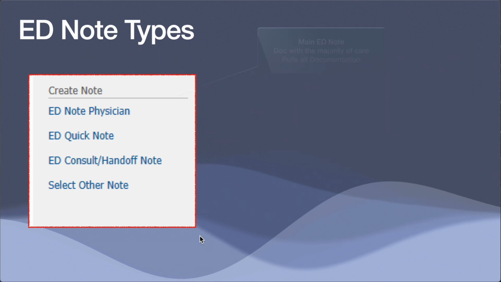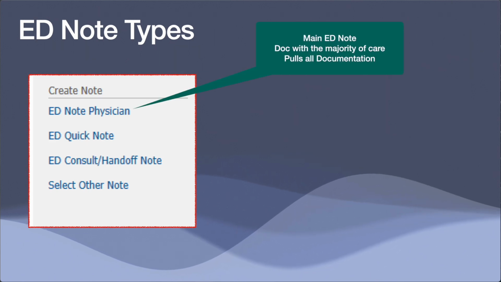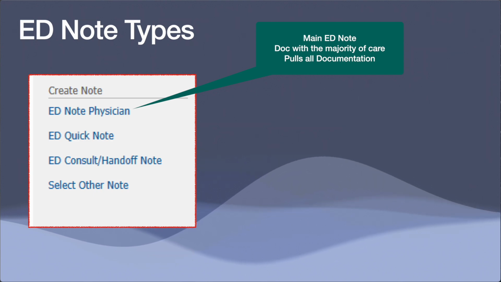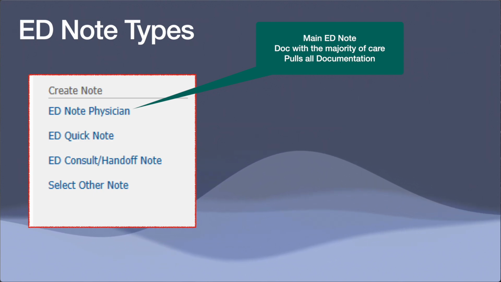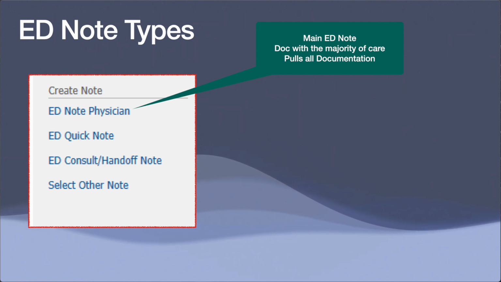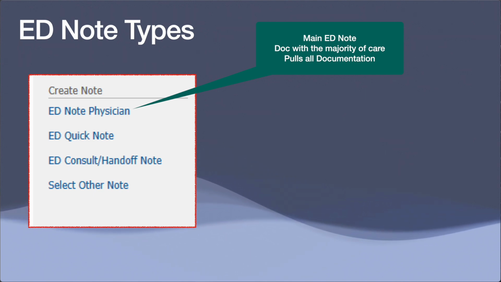What we have done is we've basically classified ED notes into three types. The first is an ED note physician. This is really your main ED note for the visit. This is done by the doc who provided the majority of care, and it pulls, remember all these documentations you made along the way? This note pulls them all in plus more.